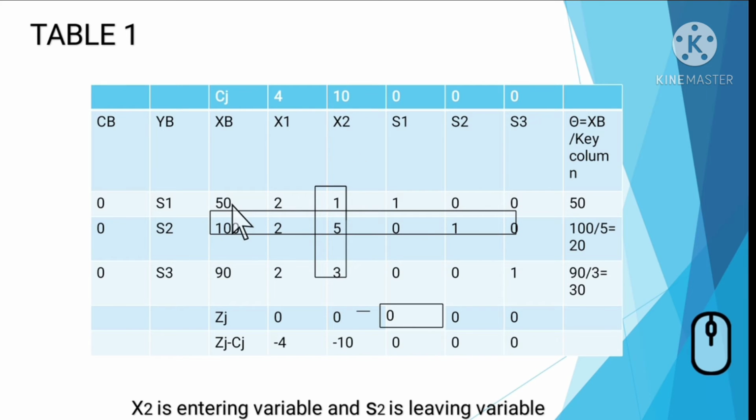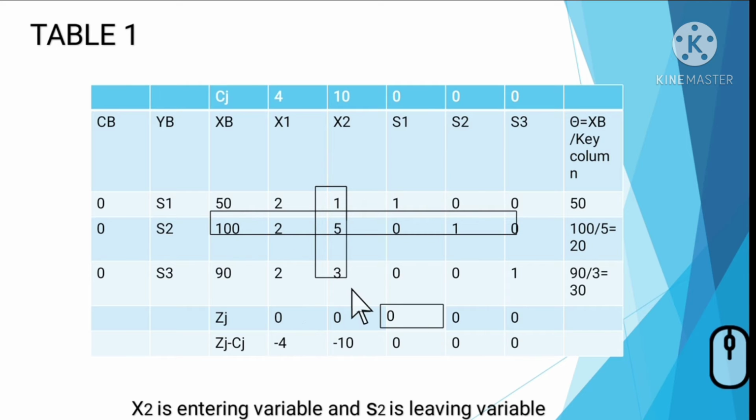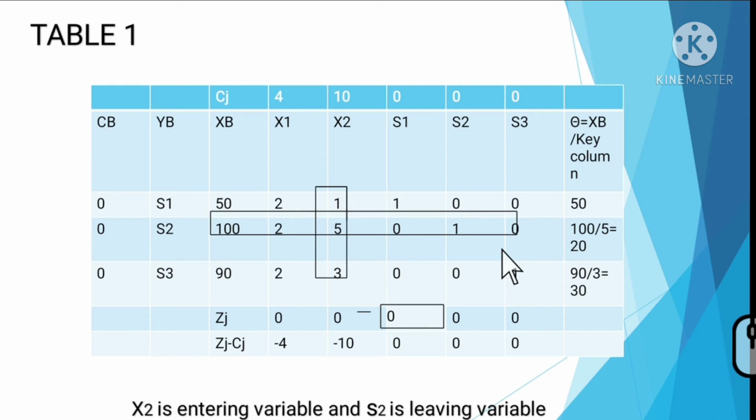So now we are going to find theta. Theta is nothing but xb by key column. So xb is 50 and the key column is this x2. So 50 divided by 1 we get 50. 100 divided by 5 we get theta as 20, and 90 divided by 3 we get theta as 30. So now we have found theta, and we are going to find the leaving variable. From theta, the least value becomes the leaving variable.